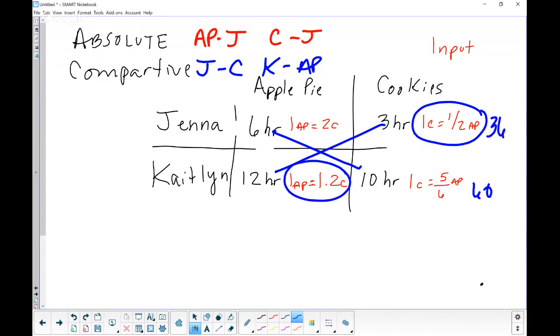In this case, we're looking for the lower number because it's an input. And boom, we're done. Then we know that Jenna is going to do the cookies because this is 12 and 3. So Jenna's got cookies. Caitlin's got the apple pies. And then we're done. We move on to the next question.